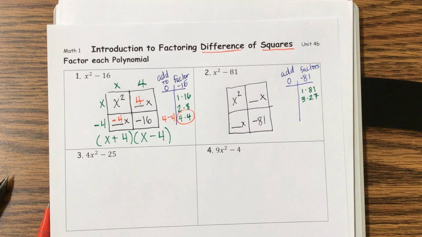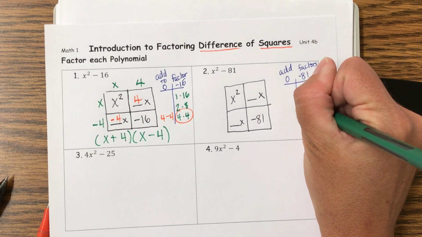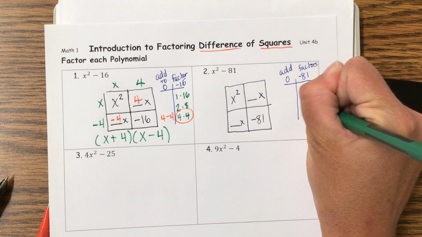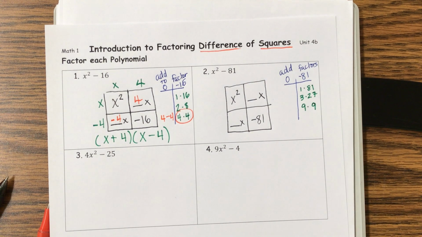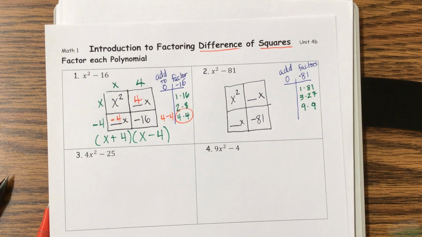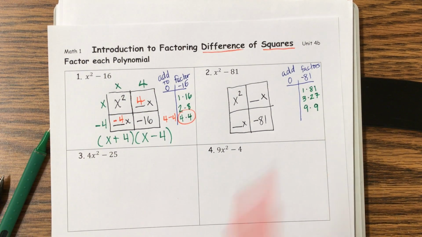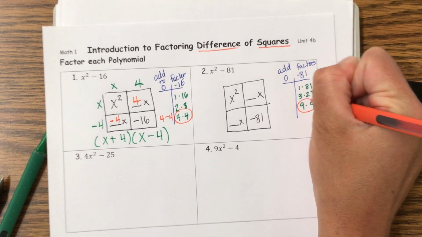Will 4 go into 81? No. 5 won't. 6 won't. 8 won't. 9 will though. 9 and 9. So what's going to be the only set that I can add together to get to 0? Well, looks like it's got to be the 9 and 9.